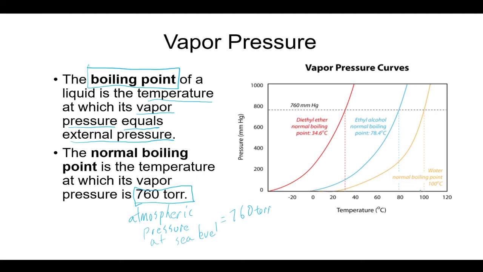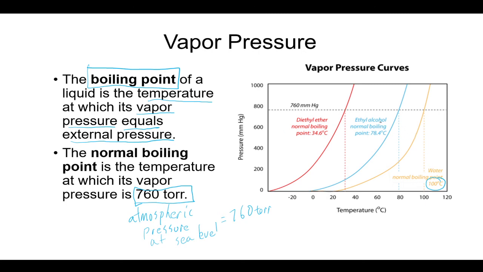Water is over here, 100 degrees Celsius, because it's got a lot of hydrogen bonding, so it's staying in the liquid phase. You really have to heat it a whole bunch until you can overcome those hydrogen bonds and get enough molecules into the vapor phase to exert a vapor pressure high enough to overcome atmospheric pressure. So the vapor pressure of water is 760 torr at 100 degrees Celsius. That's the boiling point, where water's vapor pressure equals the external pressure.